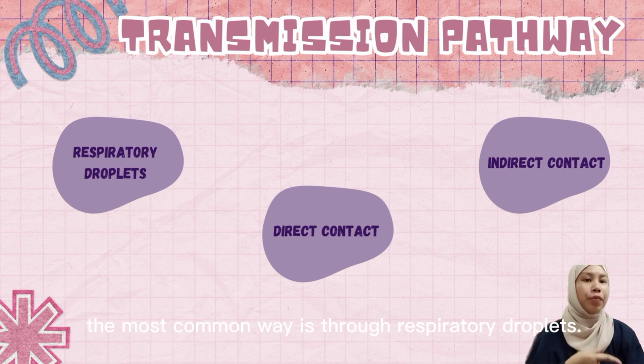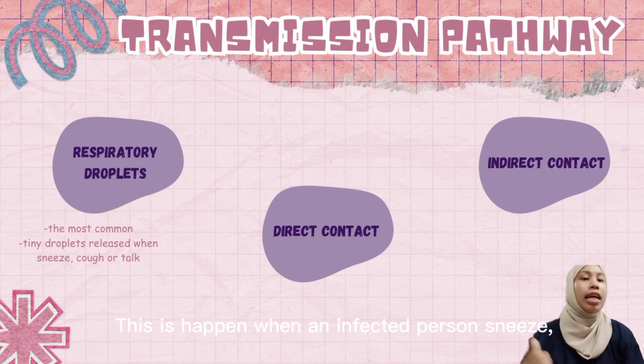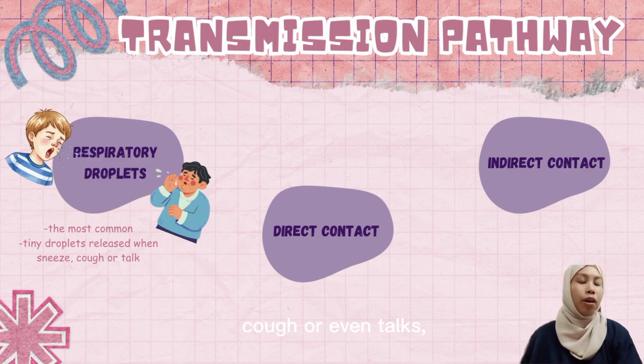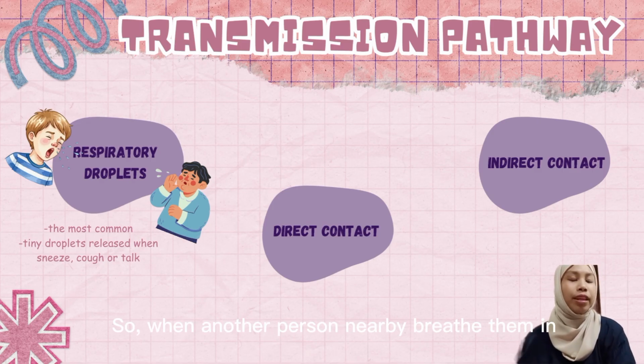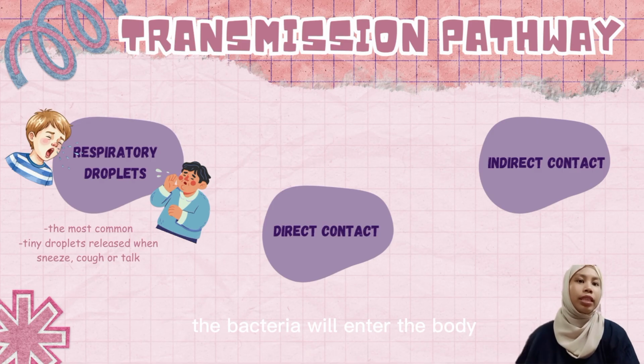First, the most common way is through respiratory droplets. This happens when an infected person sneezes, coughs, or even talks. They will release tiny droplets into the air. So, when another person nearby breathes them in, the bacteria will enter the body and start infecting the throat.